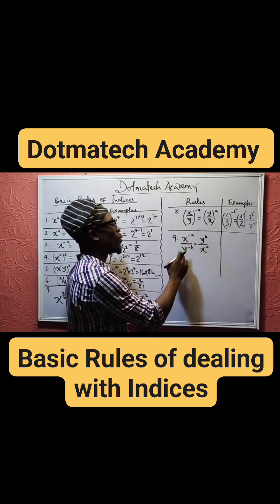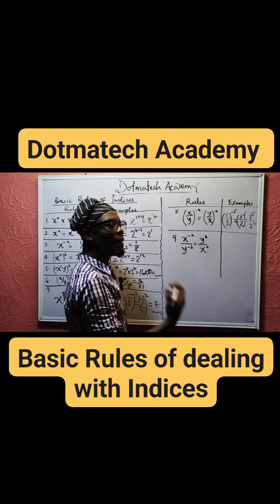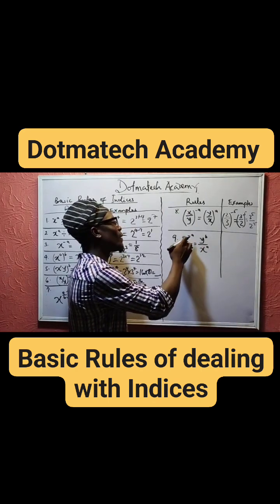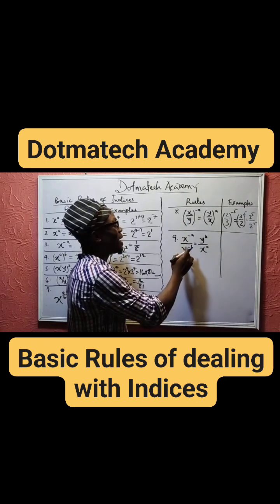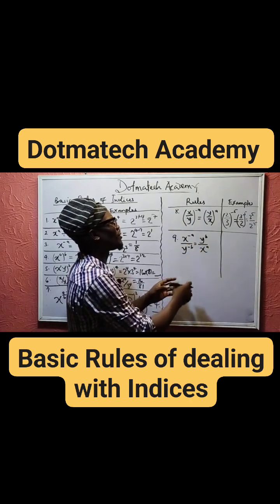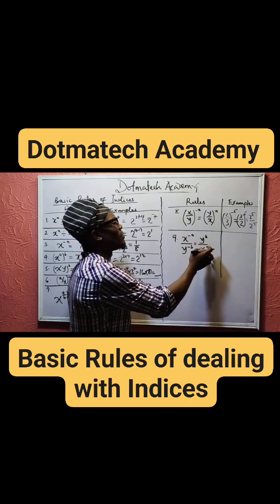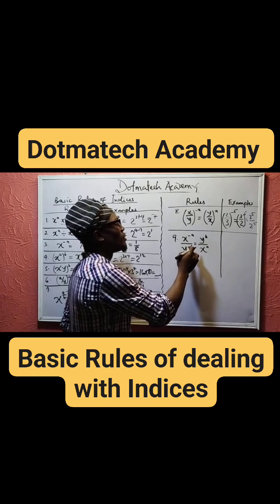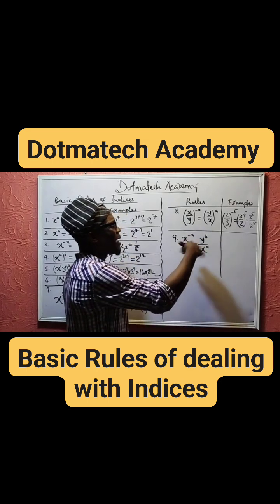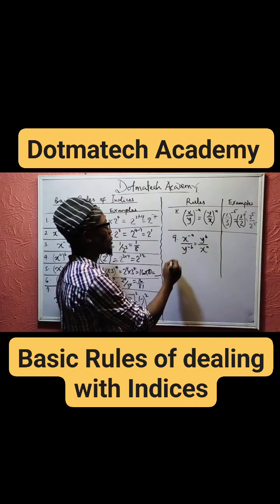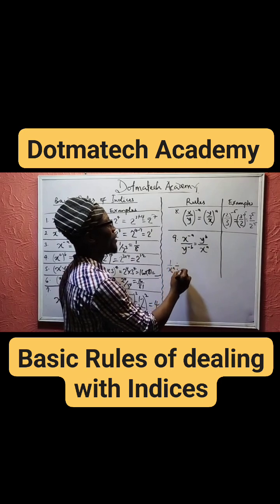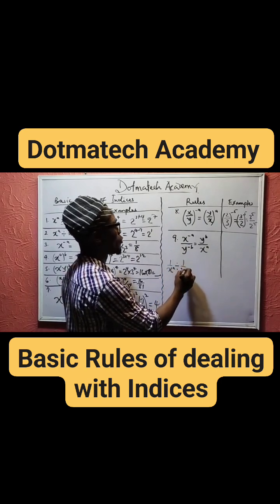Now, the last rule is that when you have x raised to power minus a over y raised to power minus b, remember that x raised to power minus a, to rewrite it, means the inverse of x raised to power a. The same thing as the inverse of y raised to power b. To remove this minus, carry x, come down, raised to power a, carry y, go up, raised to power b. You can rewrite this as 1 over x raised to power a divided by 1 over y raised to power b.